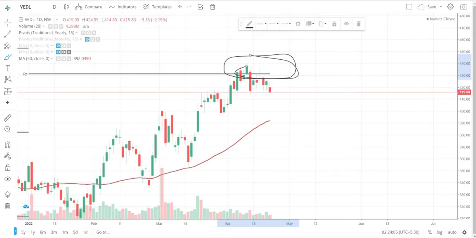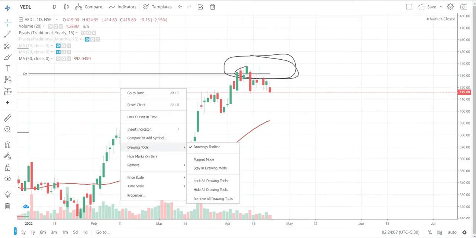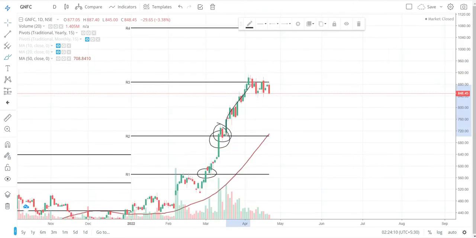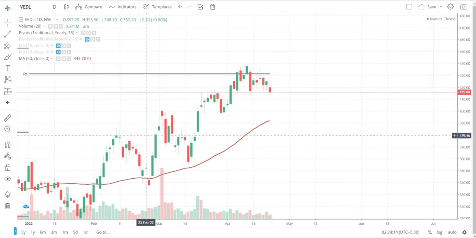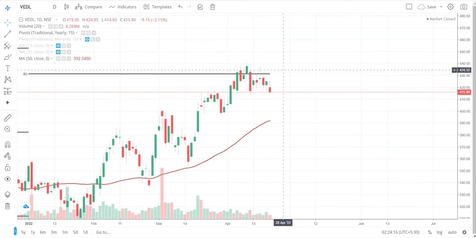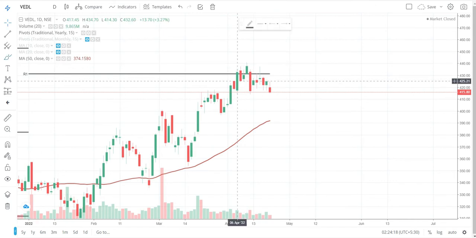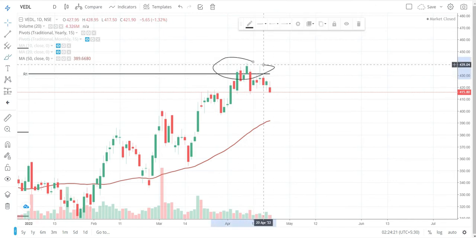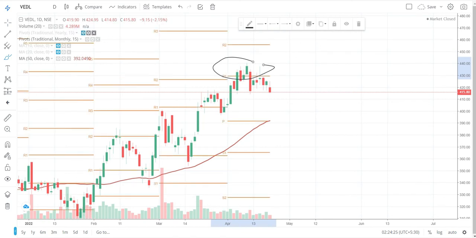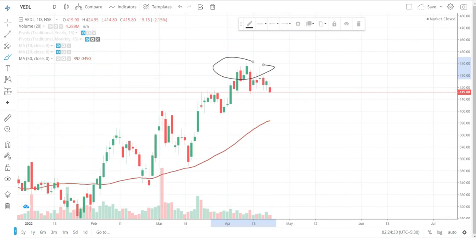Now another example is Vedanta Limited. Vedanta Limited is also facing resistance here. So this is one type of resistance. I don't consider monthly pivot resistance. I consider yearly pivot resistance, because I have seen that yearly pivot resistances are much more important than monthly pivot resistances.